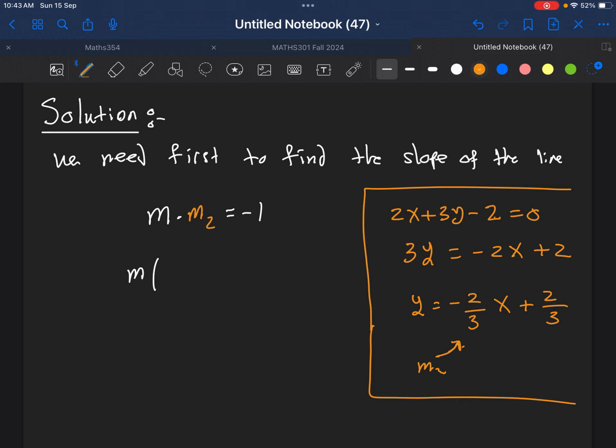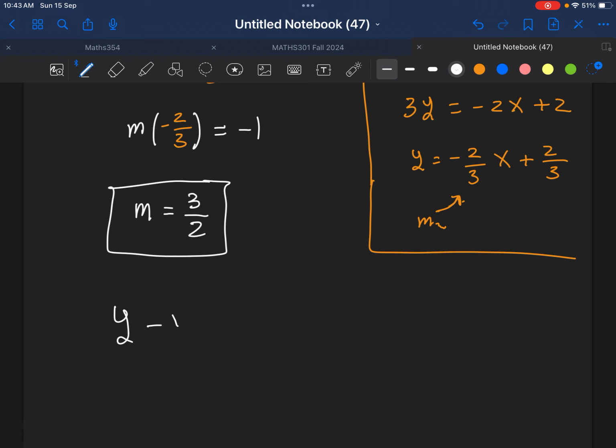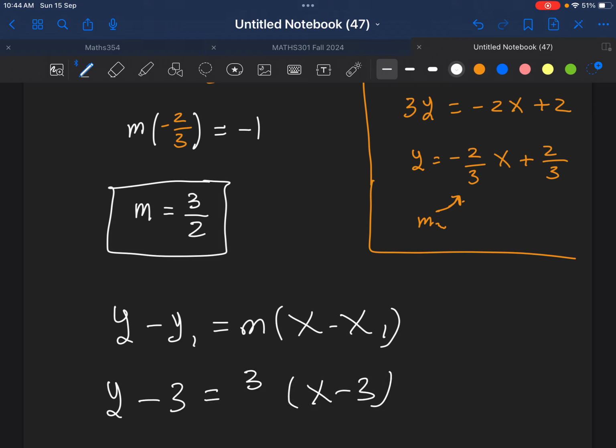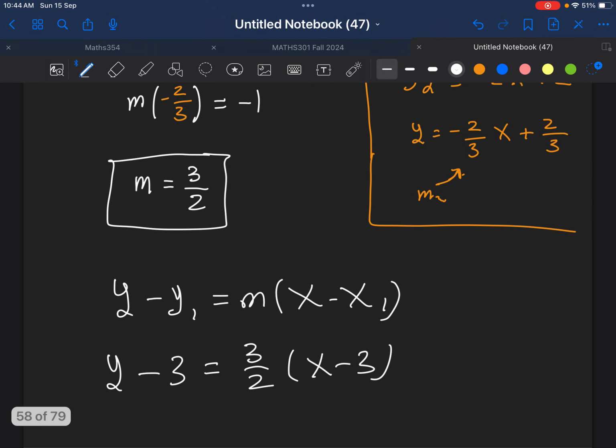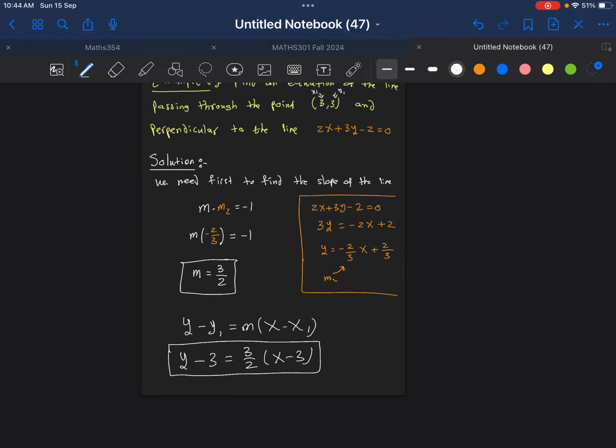So here we'll have m multiplied by -2 over 3 equals -1. In order to find m alone, we just have to divide everything by -2 over 3. So the final answer would be 3 over 2. Now, once we have the slope, we go to the equation y minus y1 equals m times (x minus x1). Remember, y1 was 3, x1 was 3, and the slope is 3 over 2. We can simplify it the way we like, or we can just keep it as is, as this is the final answer.